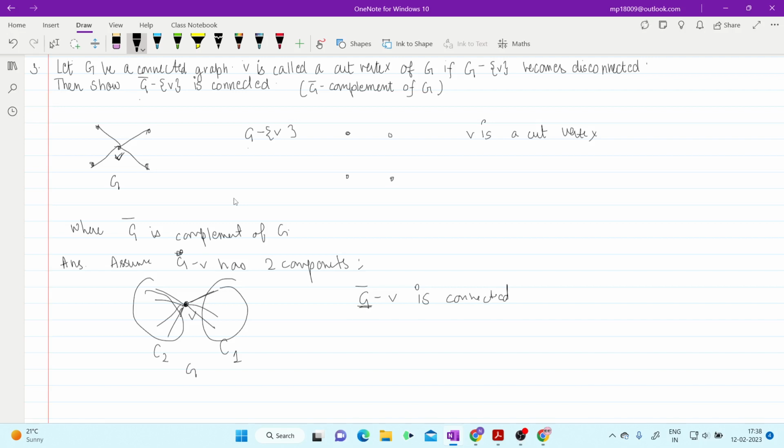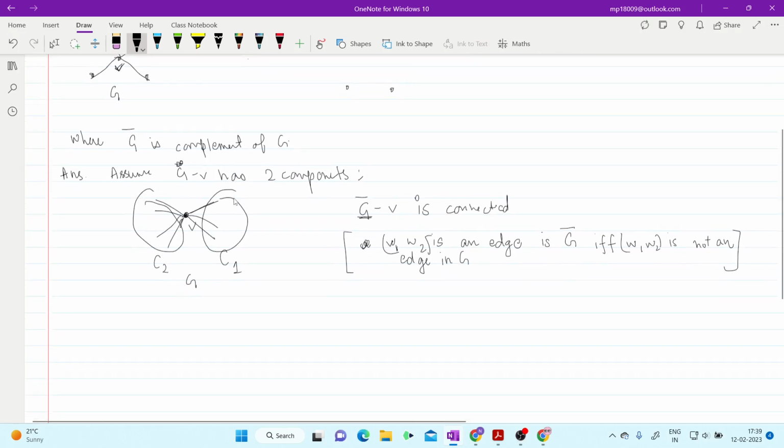So what is G bar? By complement we mean that W1, W2 is an edge in G bar if and only if W1, W2 is not an edge in G. So the complement of a graph will have all those edges which were earlier not present in G. Now we have to show that G bar minus V is connected.